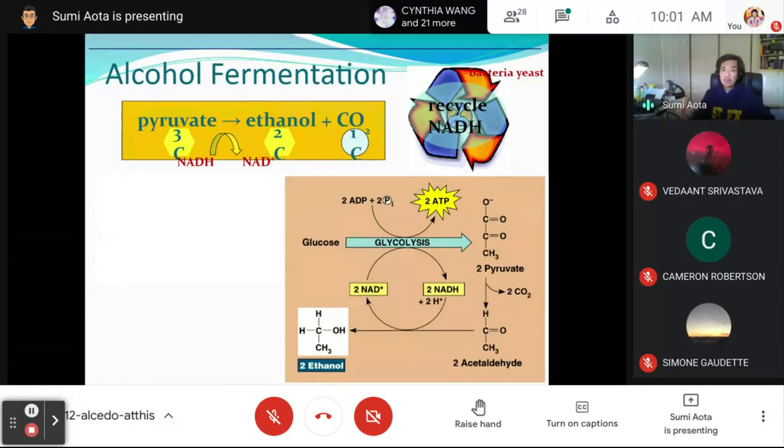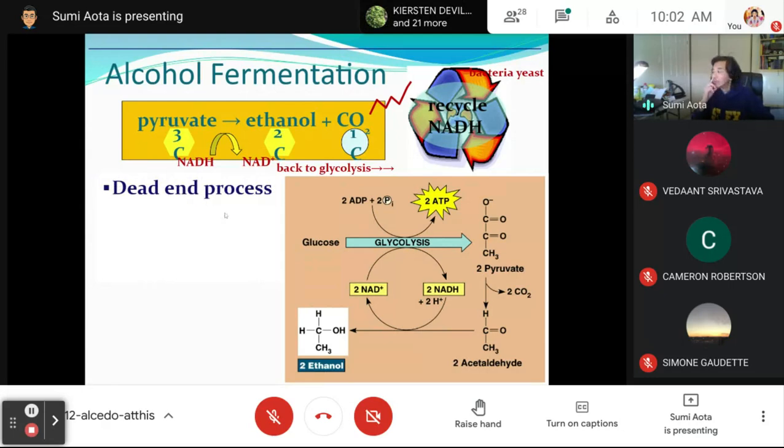Alcoholic fermentation. What literally happens: here's glycolysis, we get pyruvate. You lose a carbon dioxide and it becomes acetaldehyde. That acetaldehyde will pick up the hydrogen from NADH and become ethanol. So that's the process. The carbon dioxide, you're going to exhale out of your body, you're going to get rid of it as waste. This is a dead-end process.